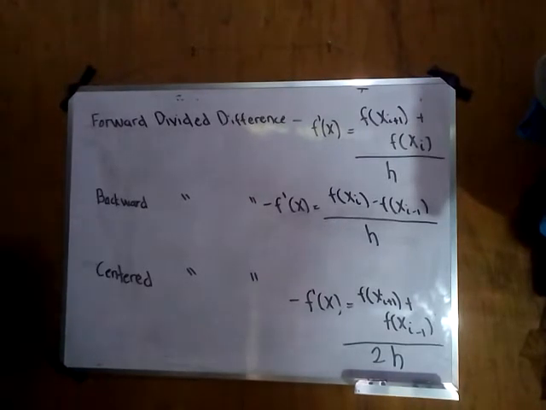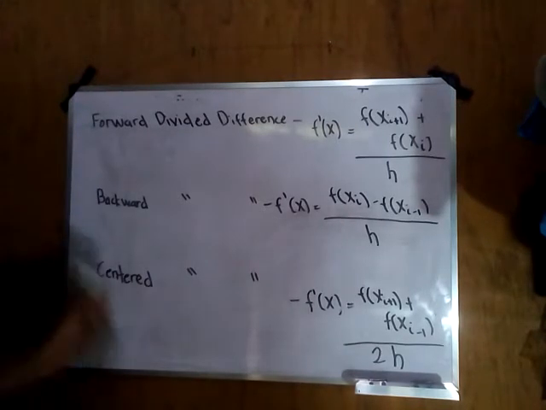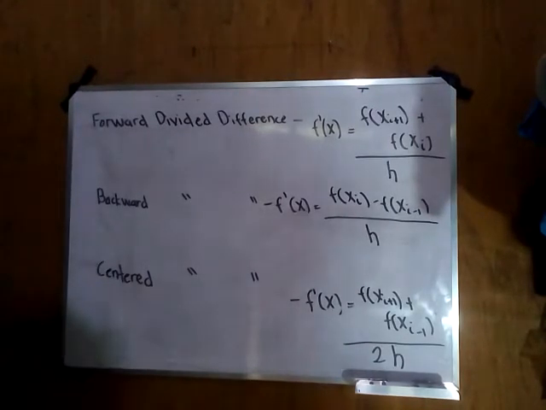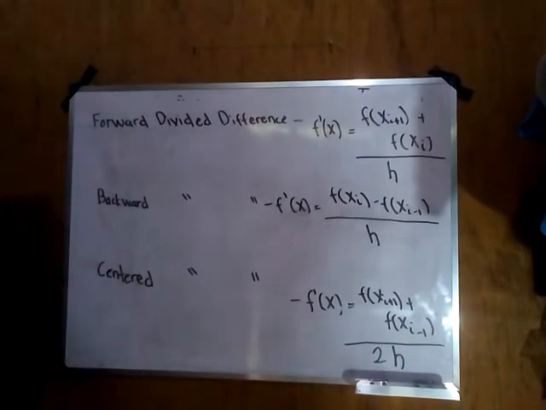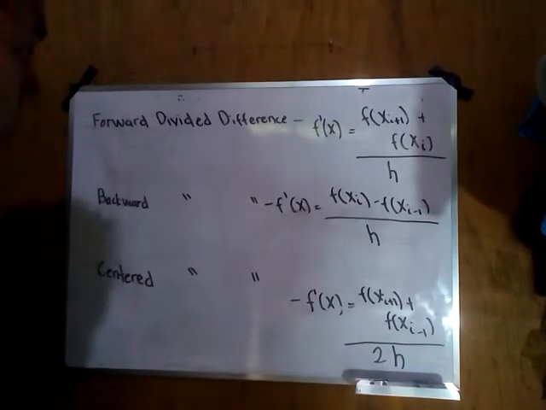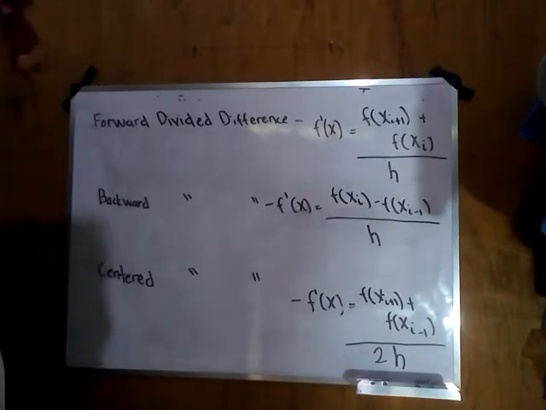So we'll now be discussing forward divided difference, backward divided difference, and center divided difference. This method we will discuss is used to find the value of the slope at certain points.